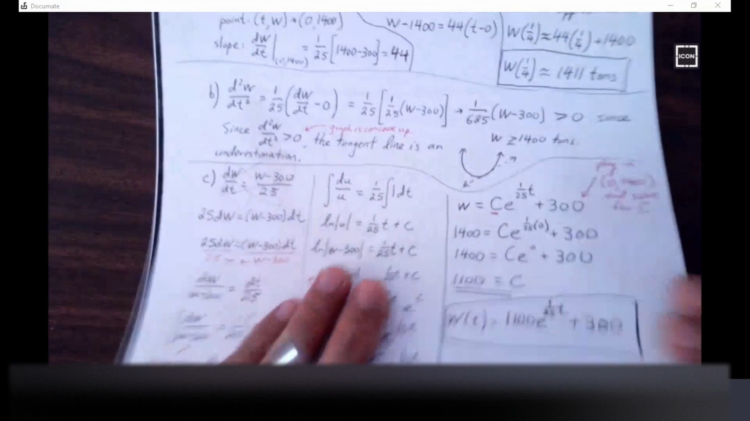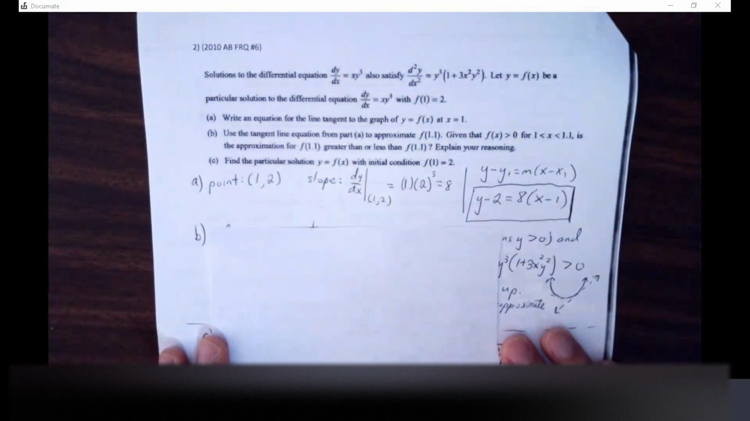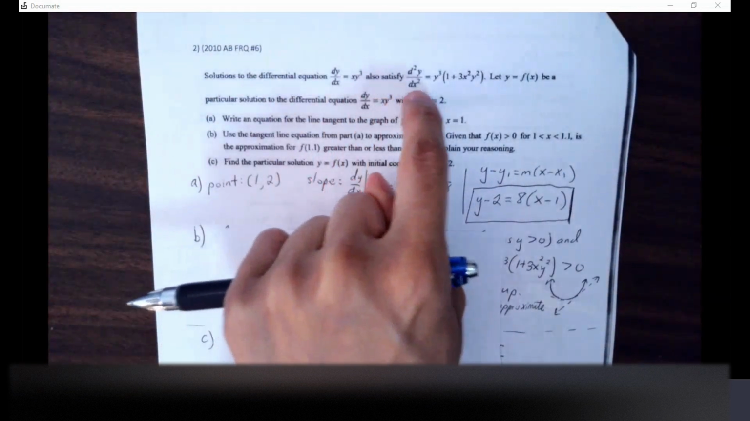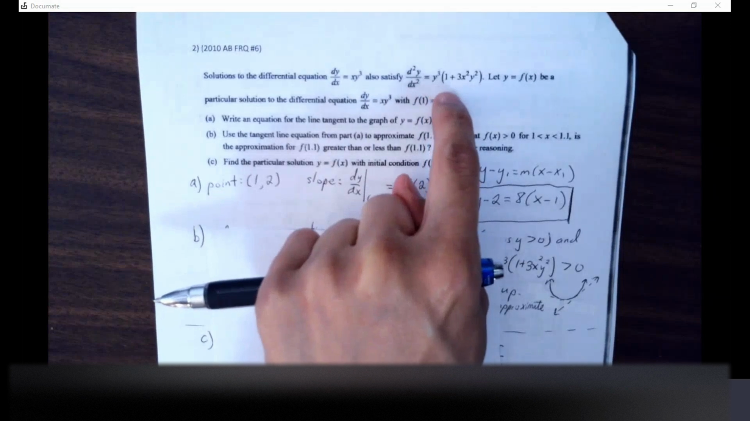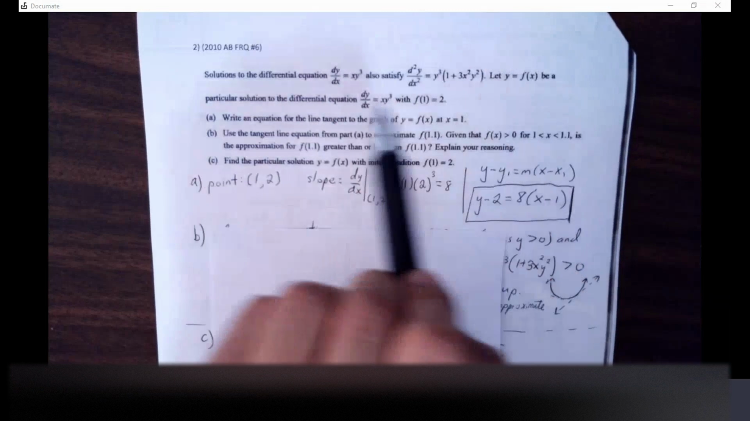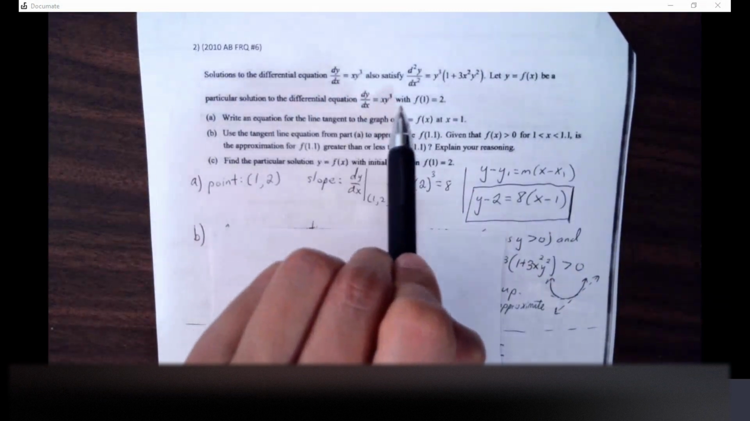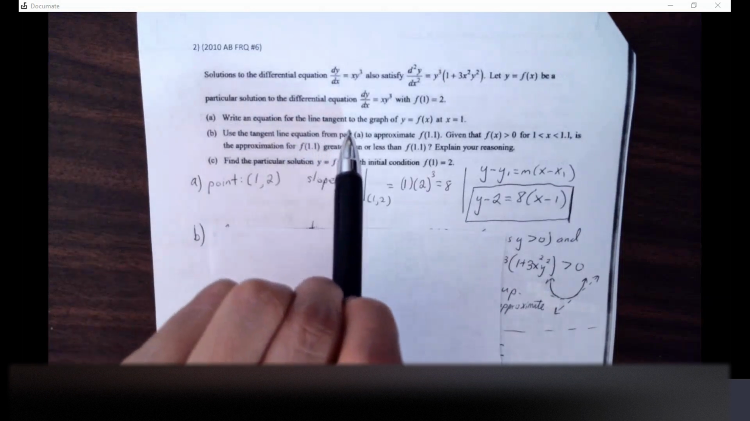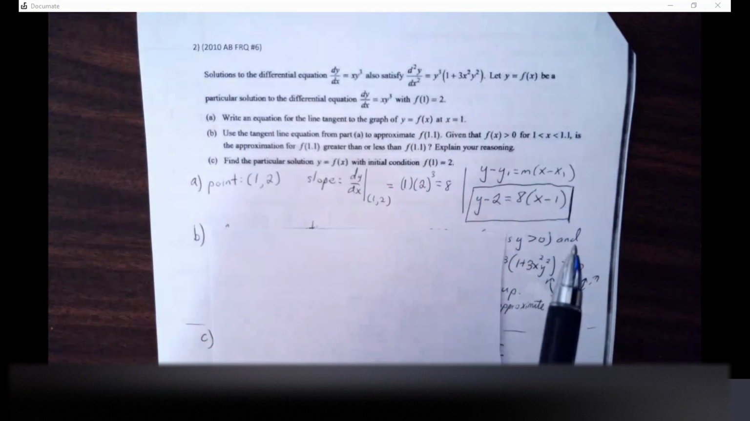Okay, all right, let's go to the problem on the back here, number 2. All right, solutions to the differential equation dy/dx equals xy cubed satisfies the second derivative. So they already found the second derivative equation for us, and this is going to be our starting point. Let y equals f of x be a particular solution to the differential equation with f of 1 equals 2. Part A says write an equation for the line tangent to the graph of y equals f of x at x equals 1.